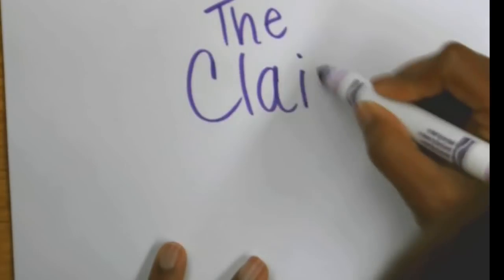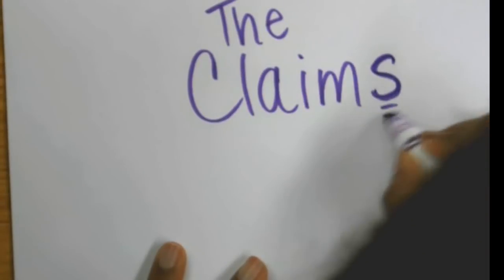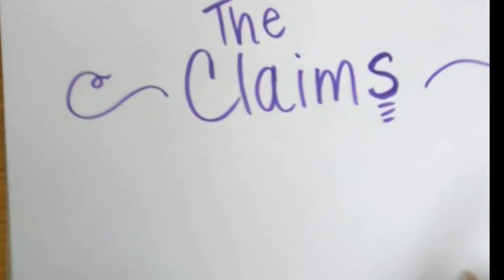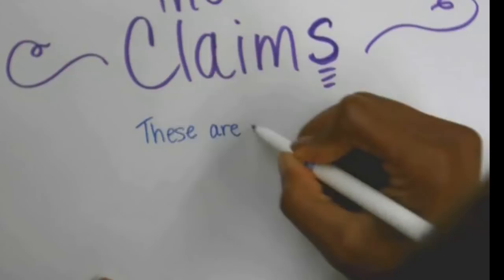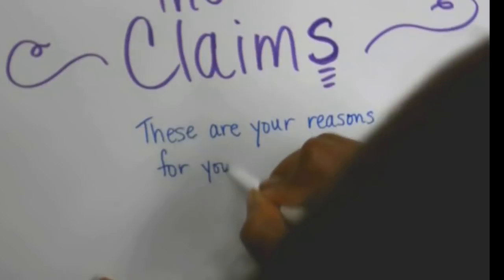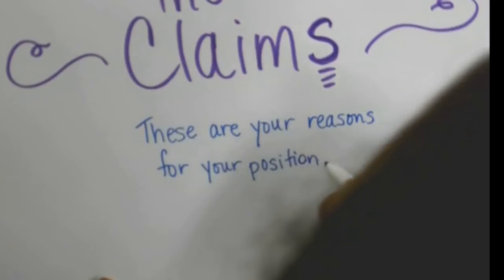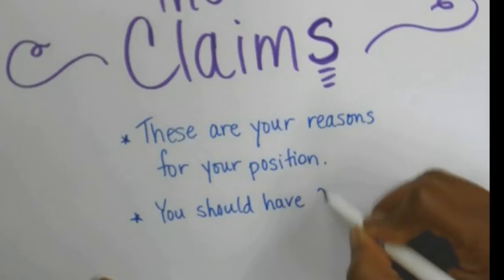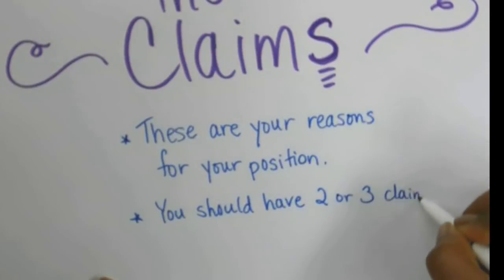So next up are the claims. And I say claims with an S because you do need to have more than one claim. So claims are your reasons for the position you're arguing. So if you said no, or you said against, or you said you disagree, then the claims are all the reasons for this position. You should have 2 or 3 claims. That's ideal. And each claim should have some proof to back it up.